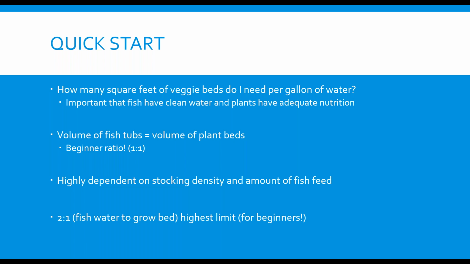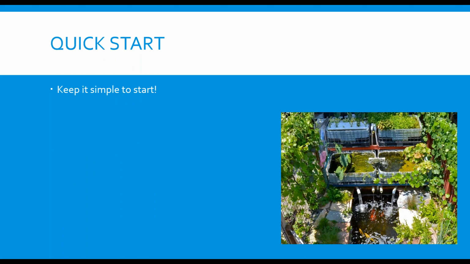Really, the highest recommended limit for beginners is 2-to-1. So if you have twice as many fish per grow bed, it's still going to put you at the right level. But again, try to look at that 1-to-1 ratio. And really, the most important thing to remember is to keep it simple to start. Nobody's going to jump into gardening and be great at it from the beginning and grow all these amazing veggies. Although with Miracle-Gro these days, who knows?